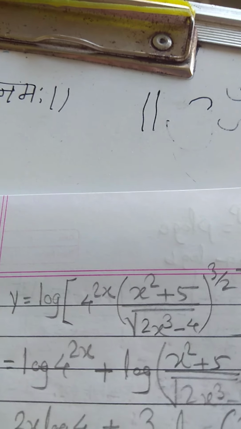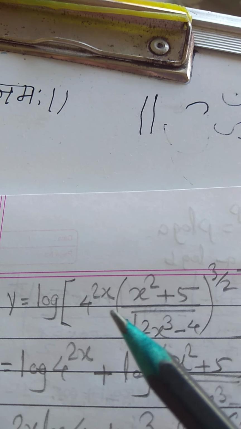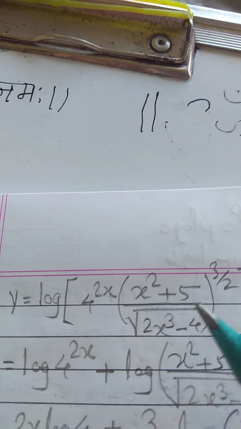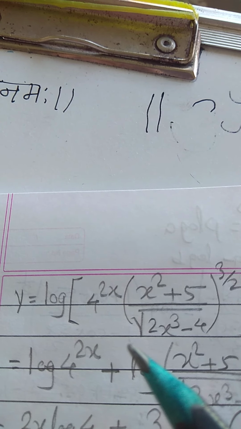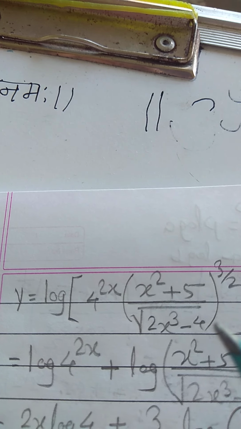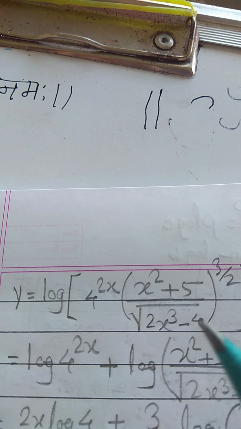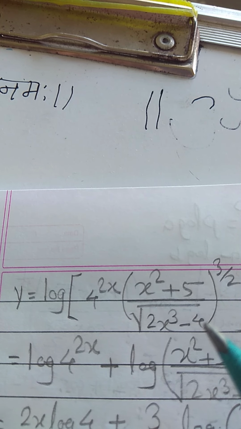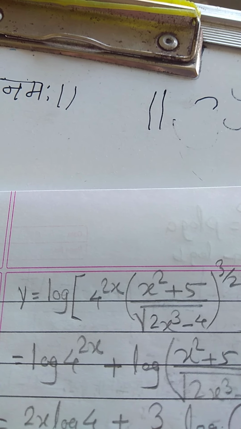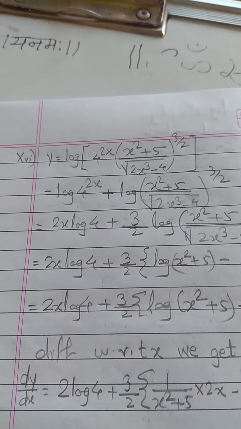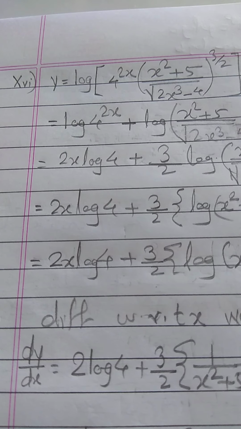See here, directly also we can tell that log of 4 raised to 2x plus log of this bracket raised to 3 by 2. For next step, this 3 by 2 will come down, and inside the bracket log of x square plus 5 minus log of this 2x cube minus 4 raised to half. For next step, that raised to half will come down. Okay. See here, this is the final simplification for the function. Now we can differentiate easily.